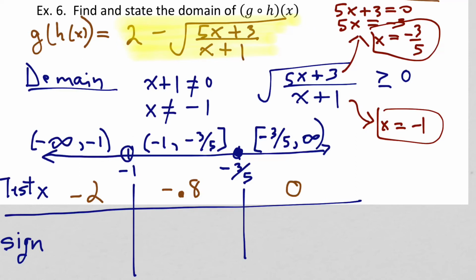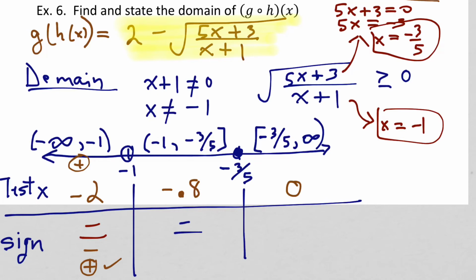Now I'm going to go ahead and plug those numbers into here, and I'm going to figure out my sign. So if I plug -2 into here, I get -10 plus 3, that's negative. So negative on the top. And then I plug -2 into the bottom, I got -2 plus 1, that's also negative. So negative over negative is positive. So we're positive in this interval. And we're looking for positive, so that's good. Now if I look at -0.8, and I put that into here, that would be -4 plus 3 is negative on the top.